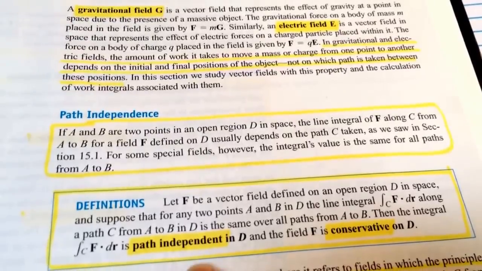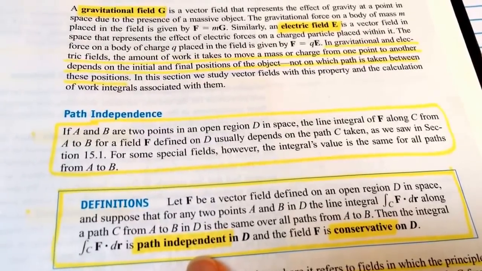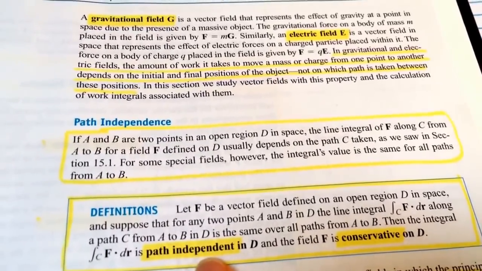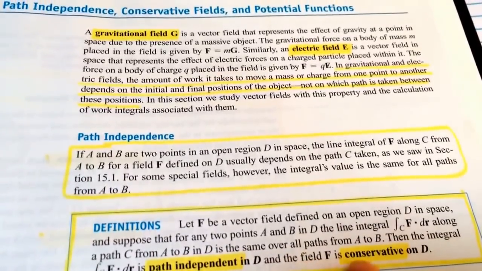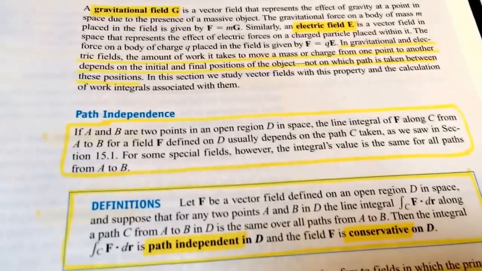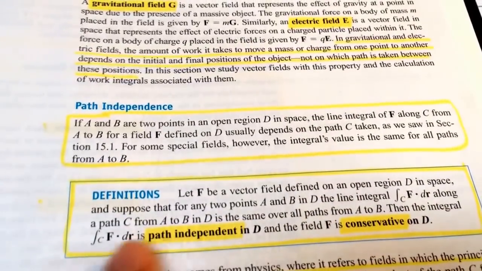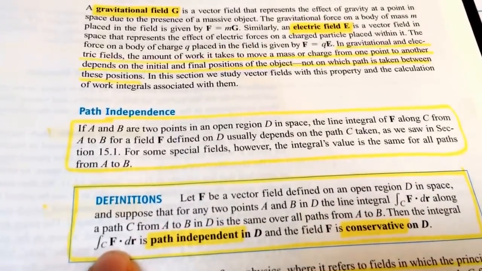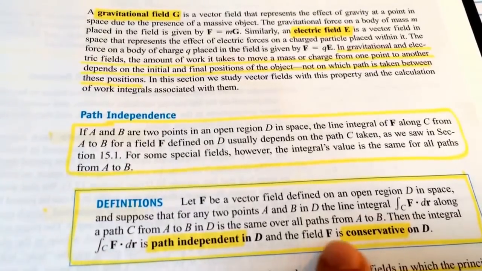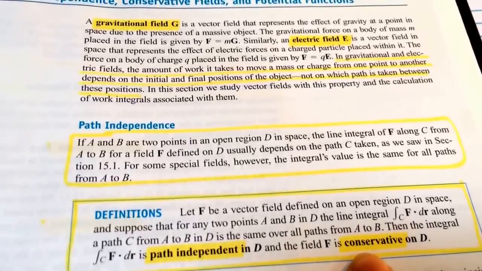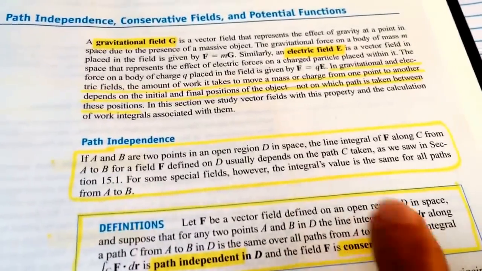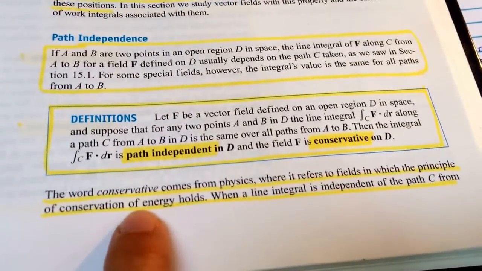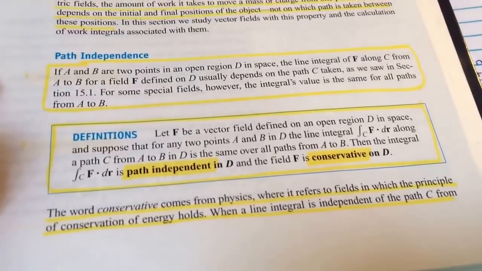And so if that's true, if the integral of a particular vector field is path independent, then that particular vector field is conservative. So path independent refers to the line integral of the vector field, and then the vector field itself would be conservative. So path independent means conservative. And it talks here about where the word conservative comes from. It's a physics thing.